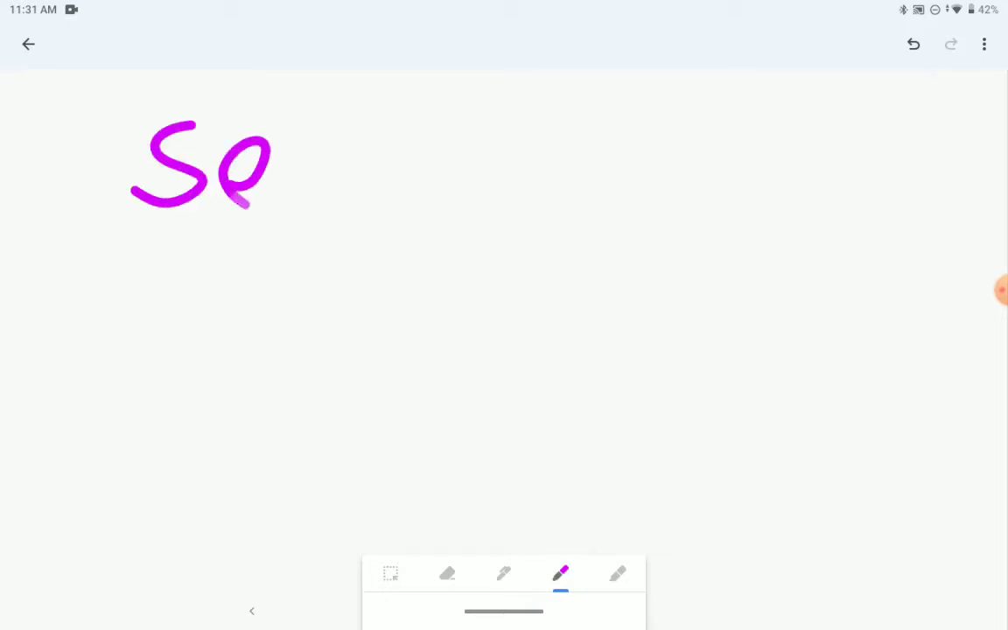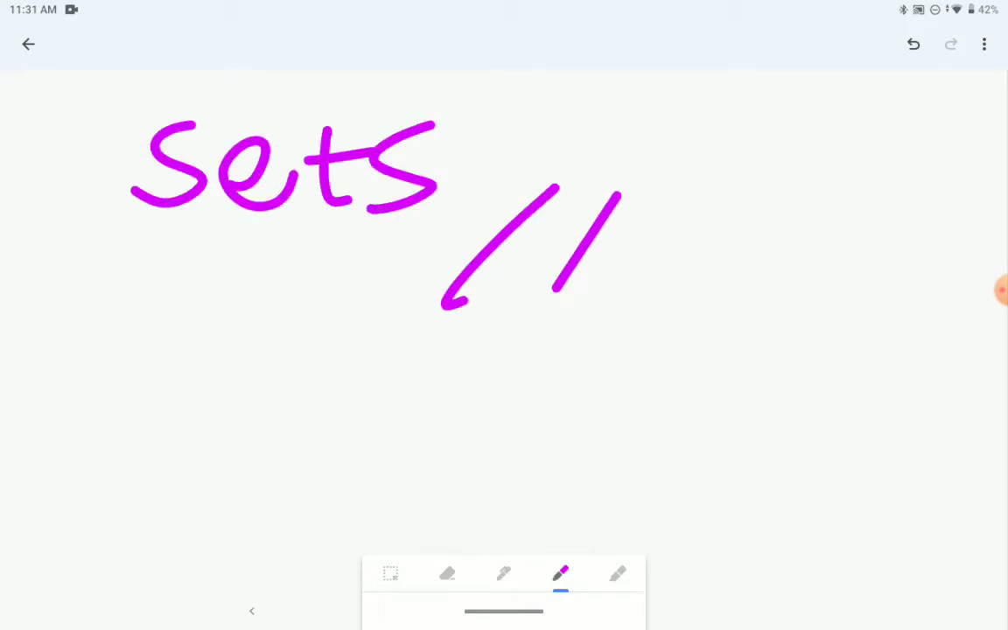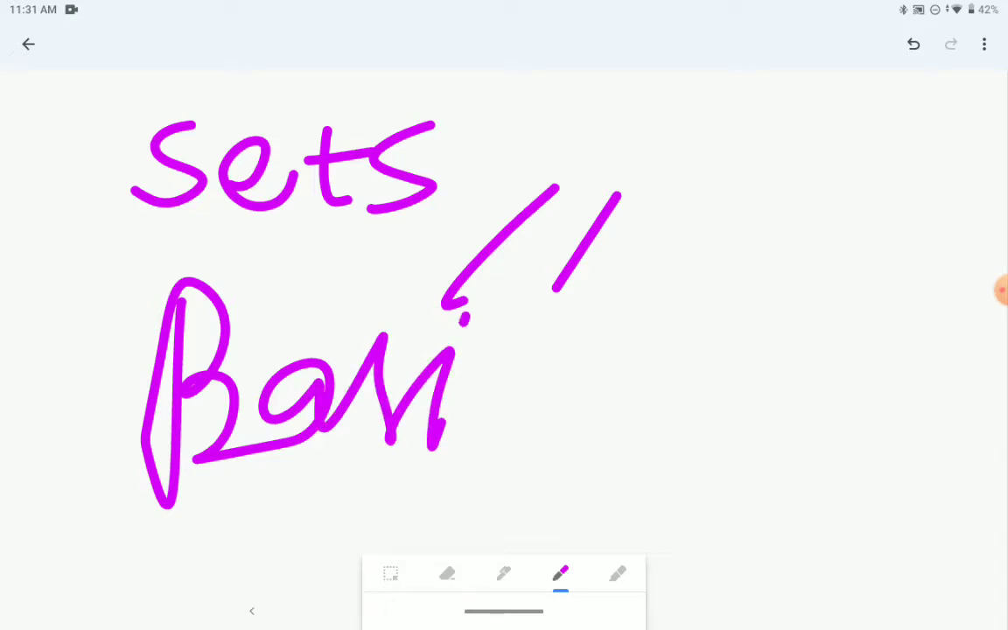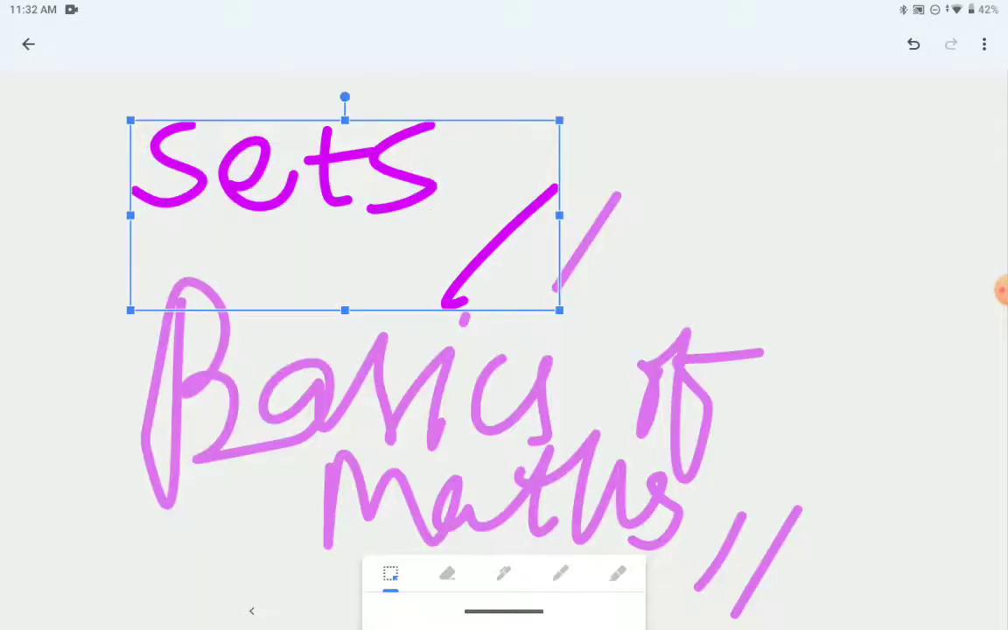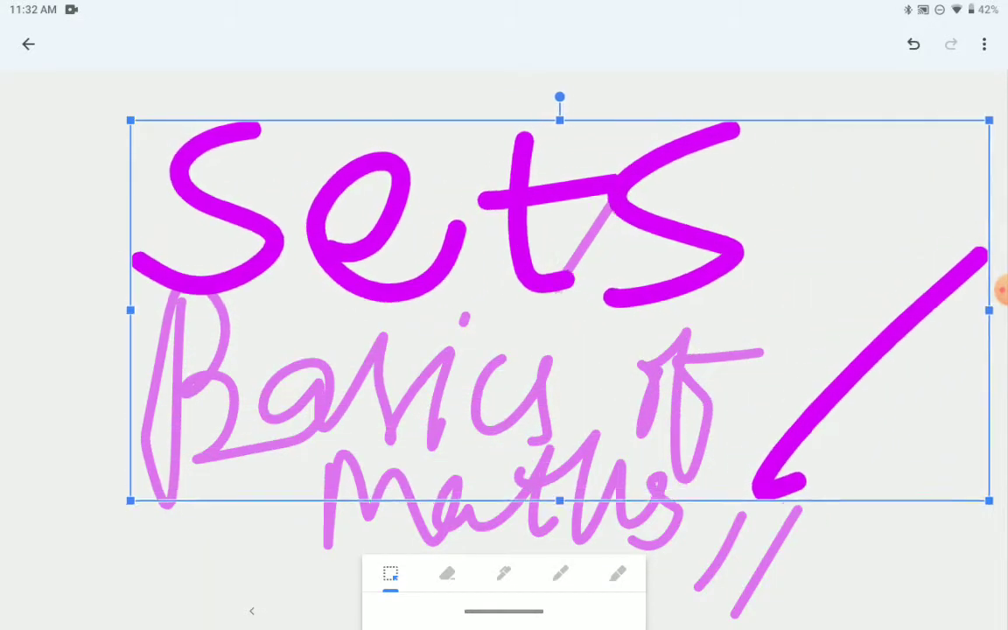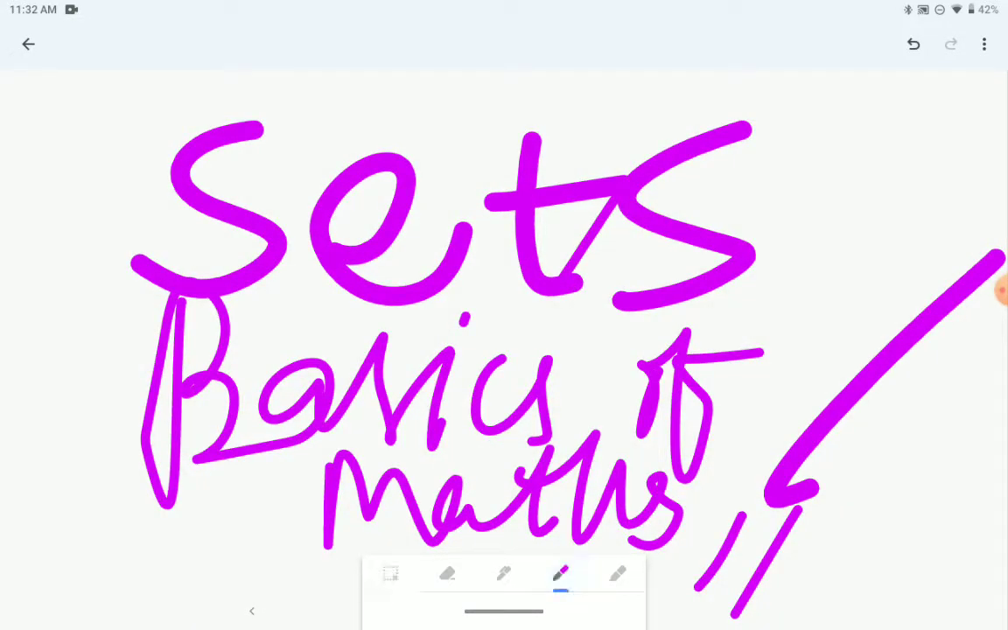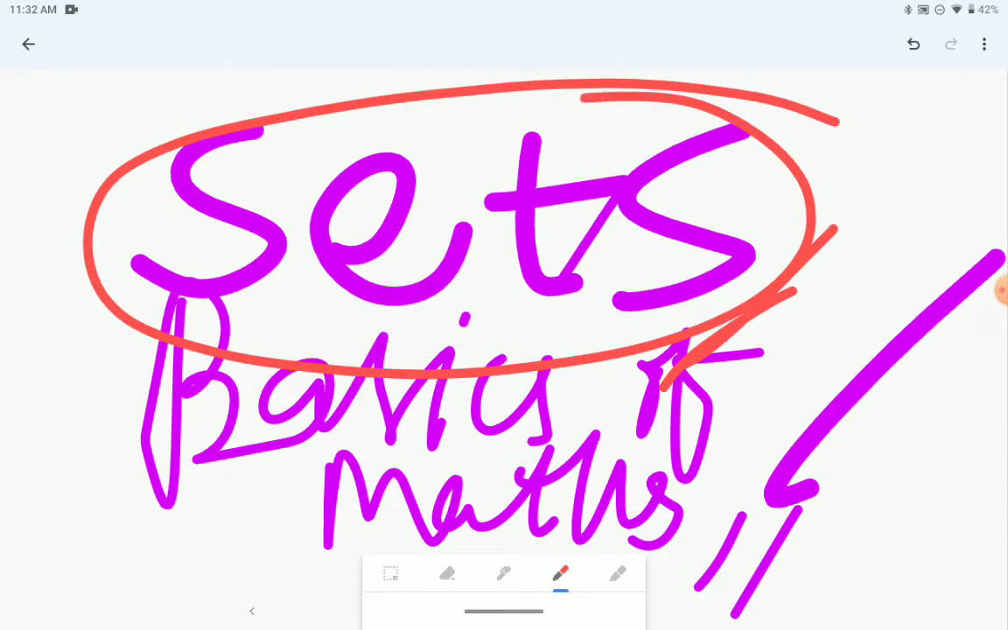Sets, the basics of maths. Now we are going to learn this. Sets. First we should know about sets. What are sets?